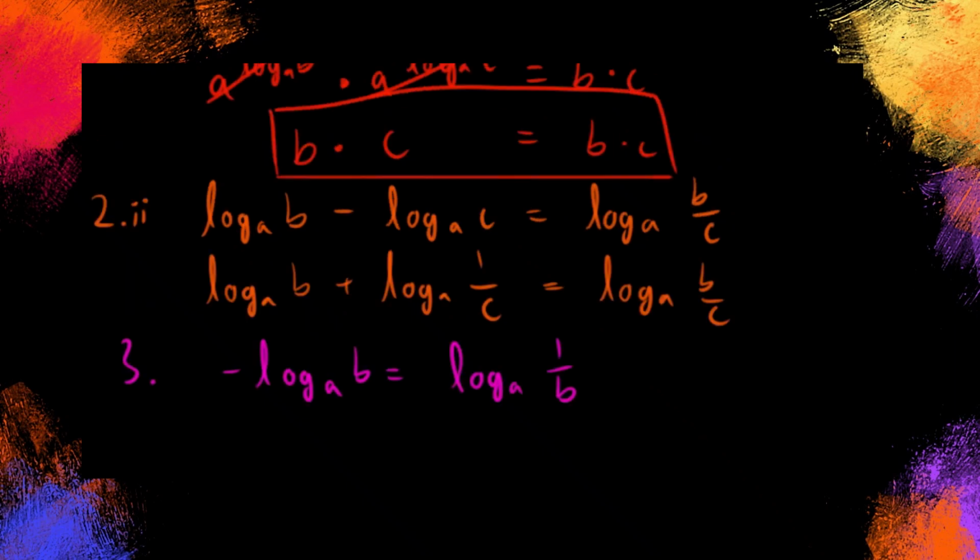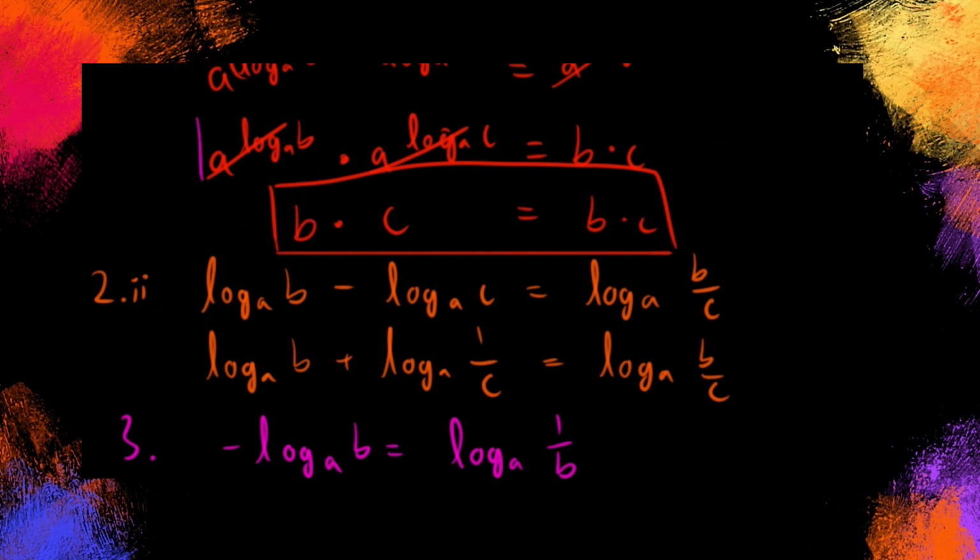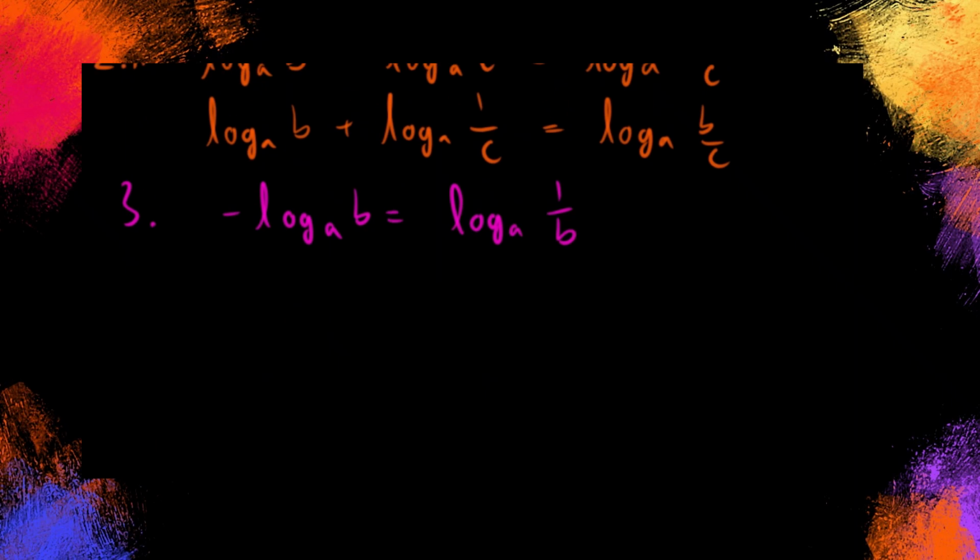And again, these can be shown very simply through exponentiation, similar to what we had up here. So we have negative log a of b equals log a of 1 over b. And in order to demonstrate this, let's take another example. Let's take log 3 of, say, 47, doesn't really matter, minus log 3 of 56.